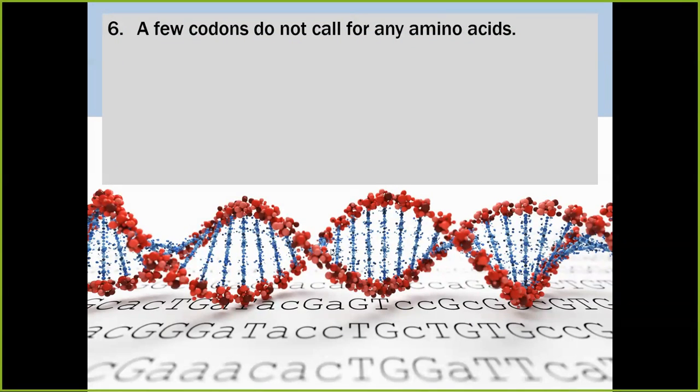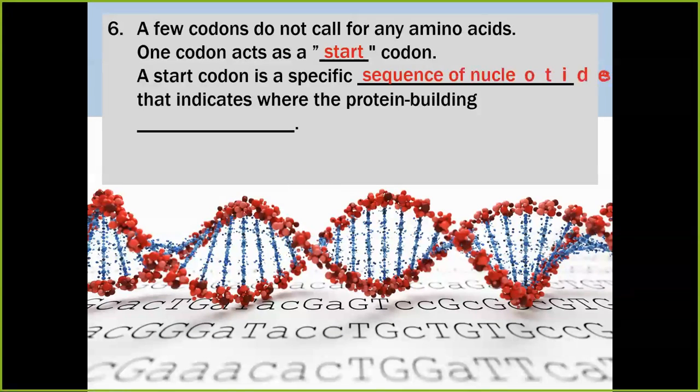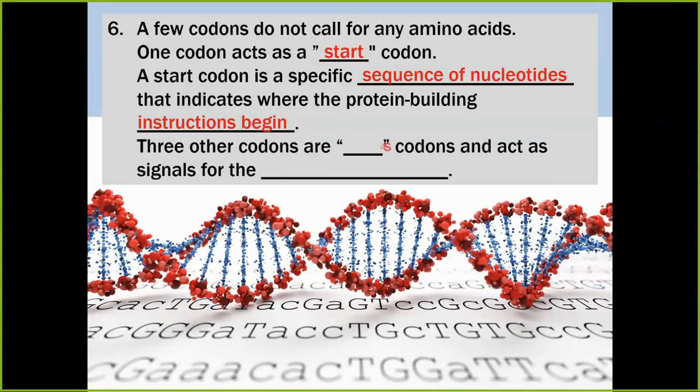So, a few codons do not call for any amino acids, which is kind of weird, right? But you guys remember our primase? Like it tells you kind of where to start. We have some codons which are what we call start codons. And a start codon is a specific section of nucleotides where it's exactly like the primase in DNA replication. It says, hey, this is the start of a new protein. So it's basically a sequence of nucleotides that indicates where the protein building instructions start.